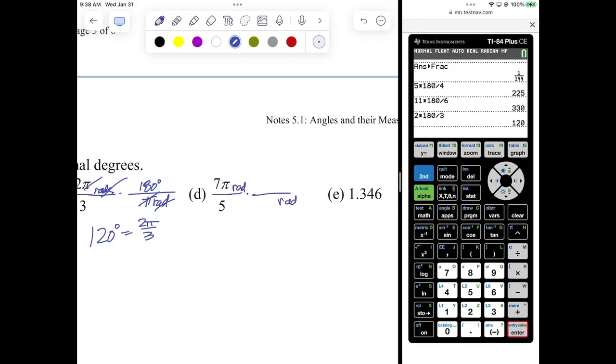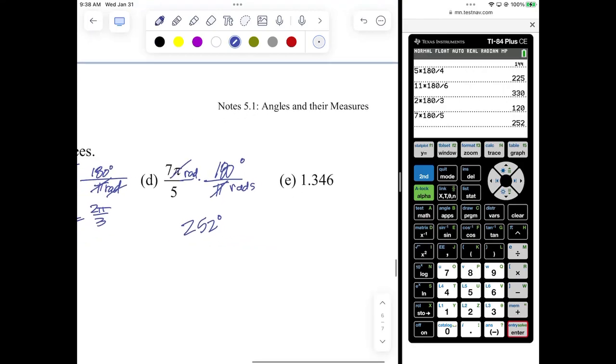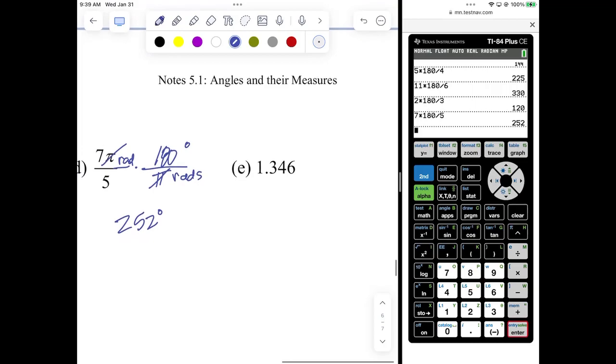We've got rads in the top, so rads in the bottom, degrees up there. So I get 180 over pi. The pi's divide out, so we get 7 times 180 divided by 5. Boom. You get 252 degrees. So 252 degrees is the same as 7 pi fifths radians. Now notice the last one. Is there any pi visible in the last one? No. It's just 1.346 lengths of the radius. It doesn't have to have pi visible.